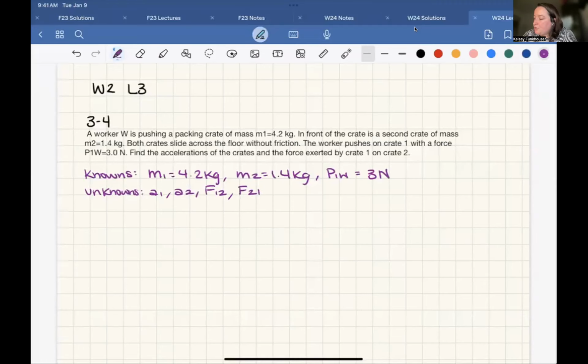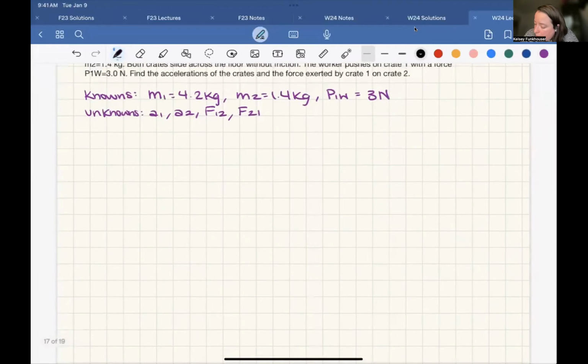Okay, now let's draw our situation really quick. We have our big block, which is mass 1, or big crate, excuse me, and then our smaller crate, which is mass 2. Then we have our worker pushing it with really long arms. Sorry about that. Okay, now time for free body diagram.